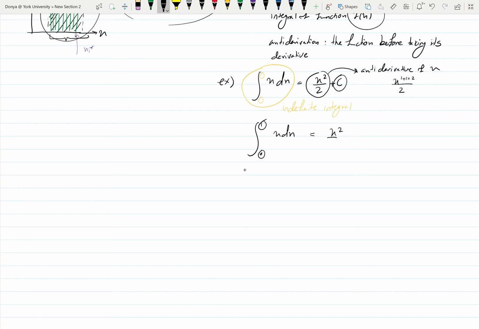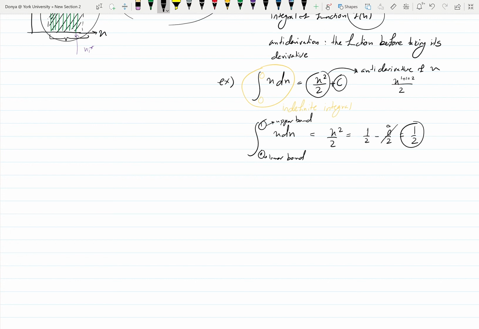So you have x squared divided by 2. But instead of putting c, you have to substitute in the upper bound and the lower bound. So when we substitute, it becomes 1 over 2, and remember, you have to subtract them. So 1 over 2 minus 0 over 2. 0 over 2 is just 0, and 1 over 2 minus 0 is just 1 over 2. So this is the result.